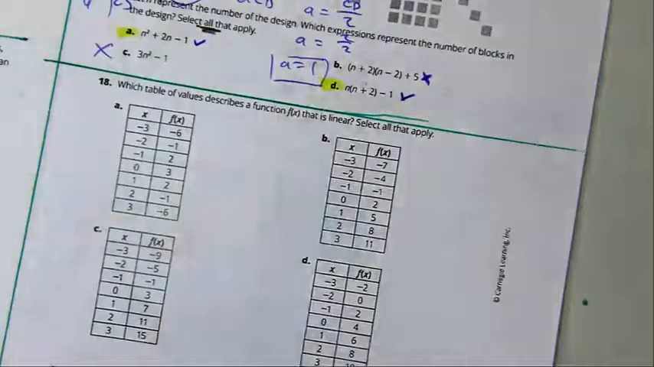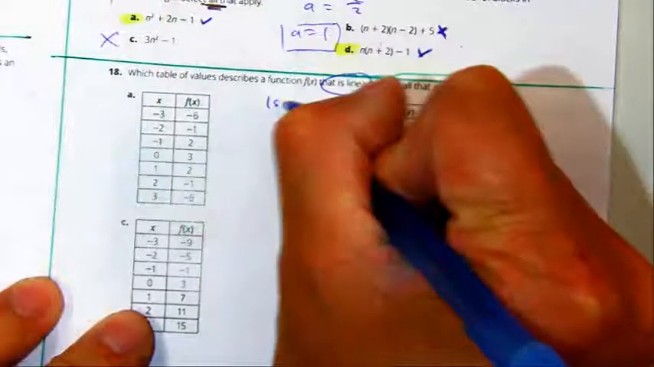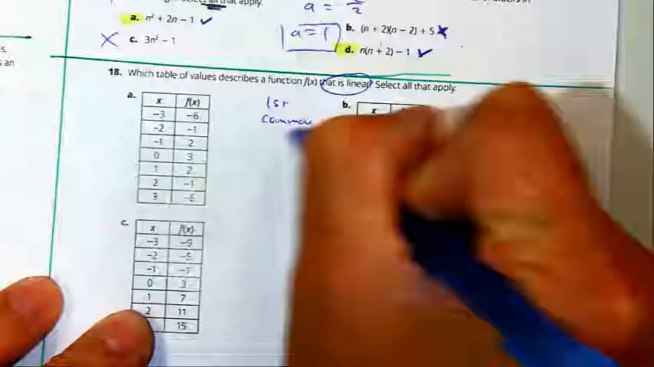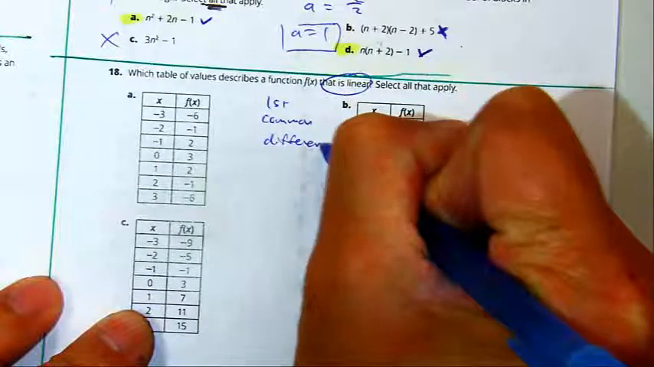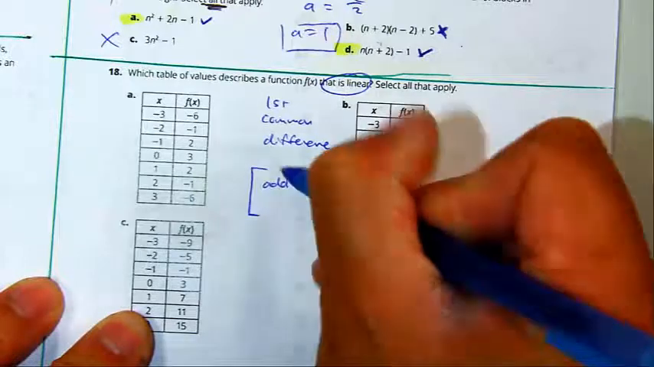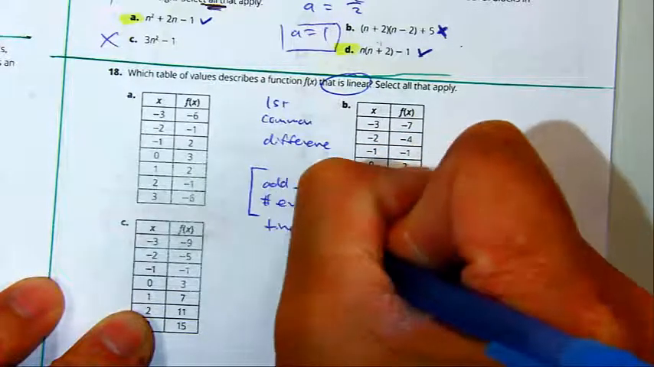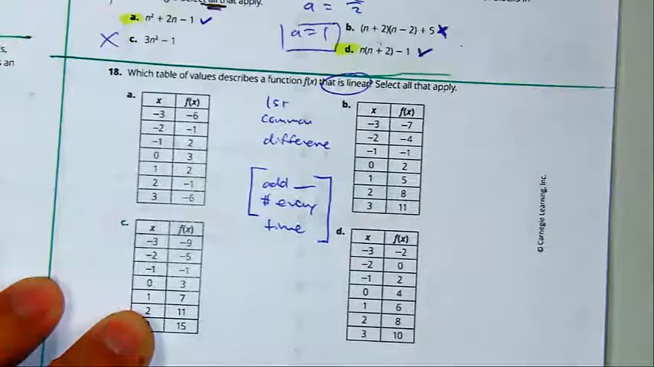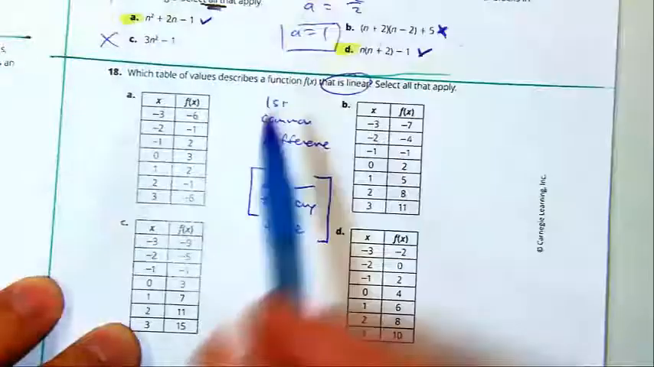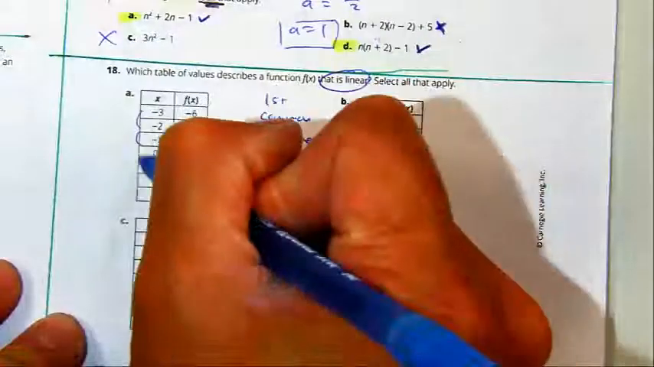Alright, question number 18 says, which table describes the function that is linear? So the word linear should be a first common difference. A lot of students are saying you can add a blank number every time. You can't say the word increasing, you have to say add. And then I'm going to double check that all these numbers on the x values are going by plus ones. These should always be plus ones, plus ones, plus ones.